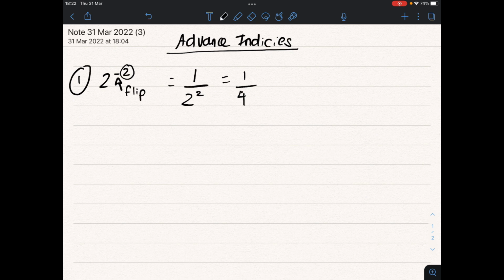Now, let's just do another example. Let's do 3 to the power of minus 5. Remember, because it's the power of minus 5, we find the reciprocal of 3, which is a third. And because it's the power of 5, we do 3 to the power of 5, which equals 243. Okay.